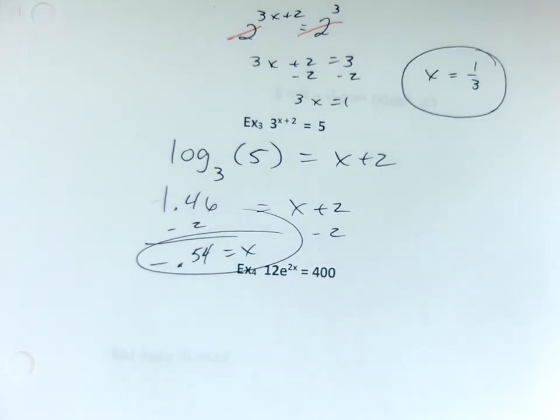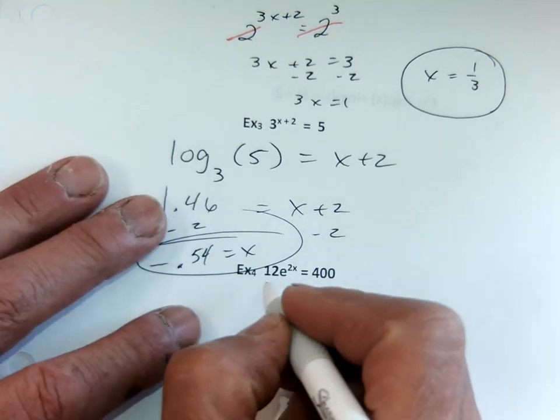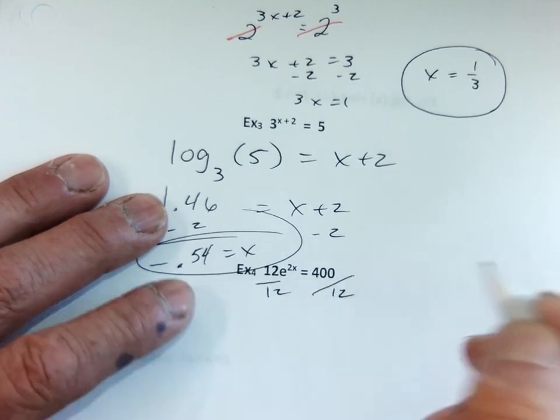Before we do any log or any fancy stuff, let's get rid of the 12, right? It's 12 times that. So I would say let's first just divide by 12. Divide by 12. Okay.